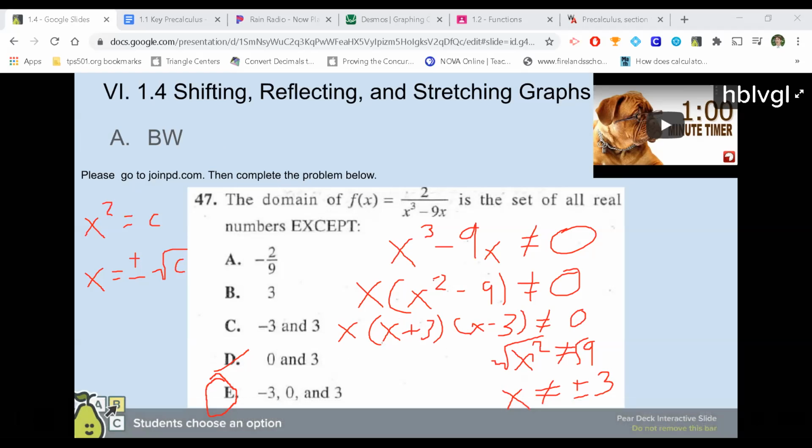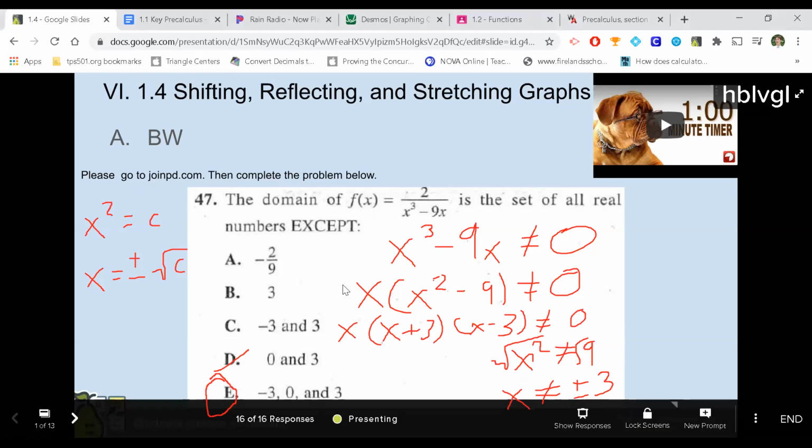Okay, okay. I was going to look at how many people put E initially, but then everybody's like, change this answer. Get out of here. That's okay. It's not for a grade or anything. And if you didn't get it, you shouldn't feel bad. This is question number 47.